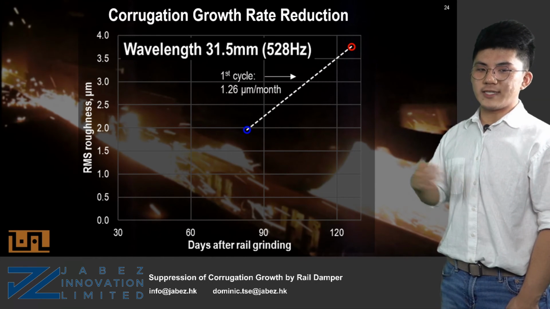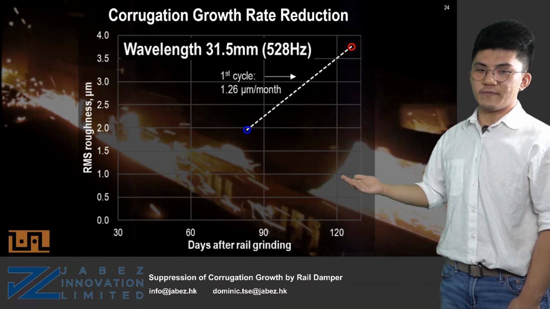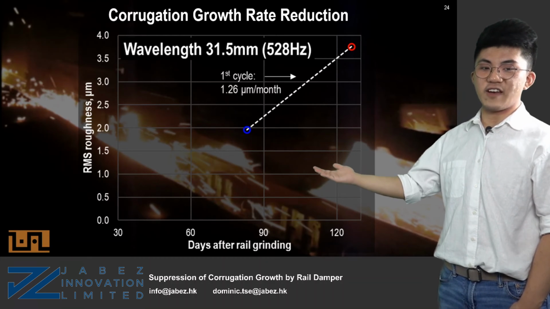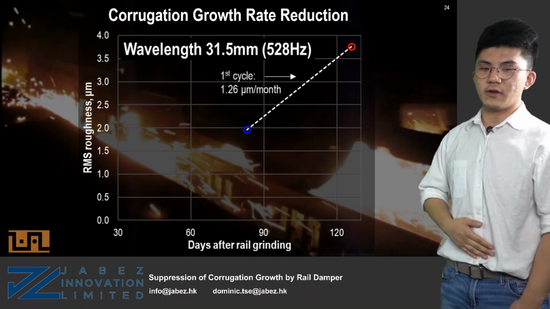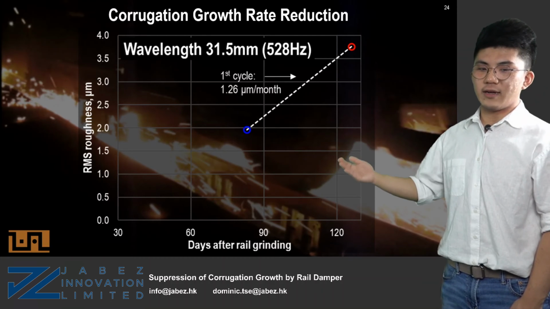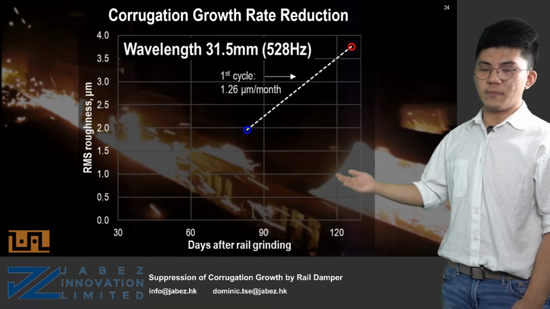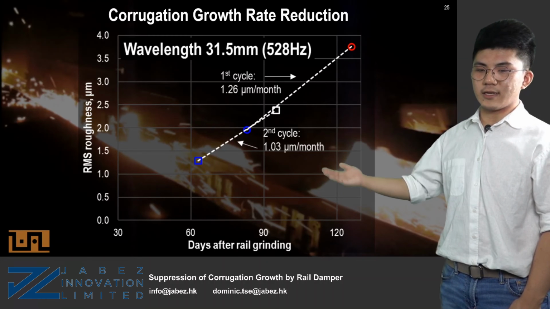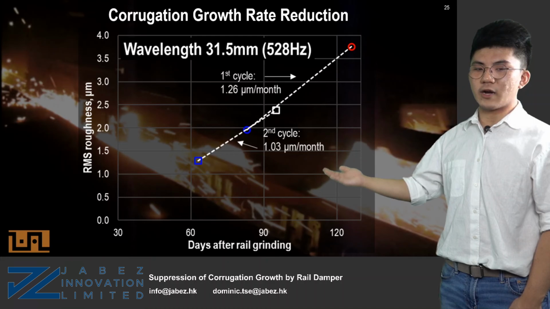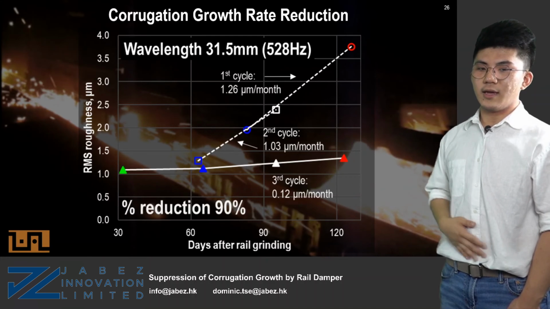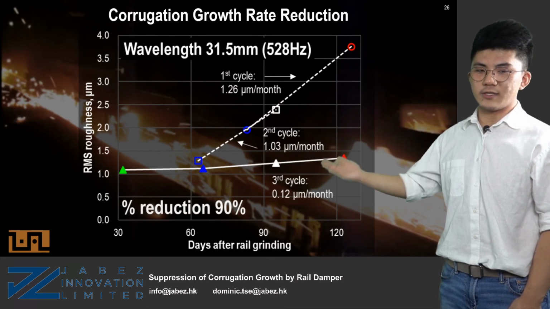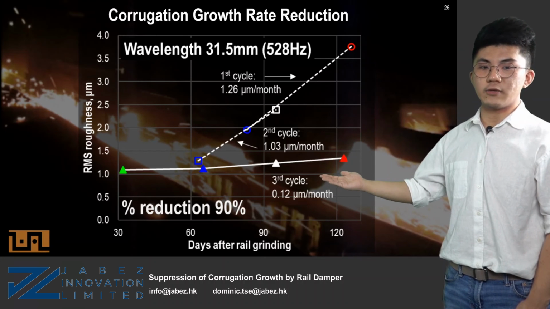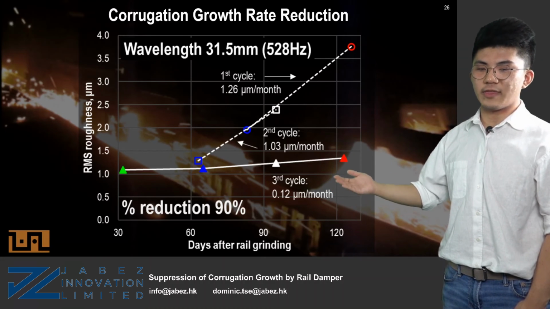We also plot the RMS roughness of each 1/3 octave band against time. Here's the 31.5 mm band plot. The corrugation growth rate in the first grinding cycle is 1.26 micron per month. And in the second cycle, the growth rate was around 1 micron per month. Interestingly, after the damper was installed at the third grinding cycle, the growth rate is reduced to 0.12 micron per month, which is around 90% reduction.